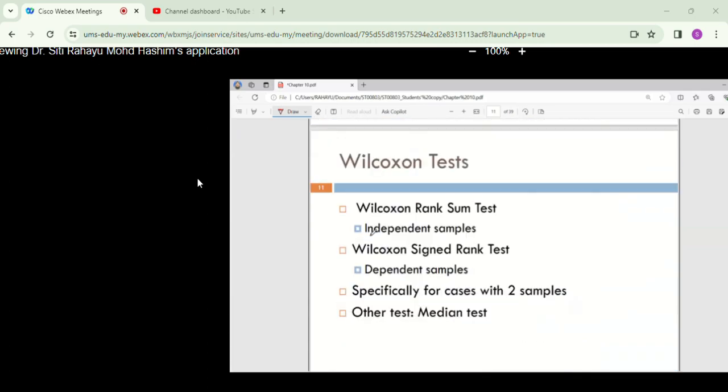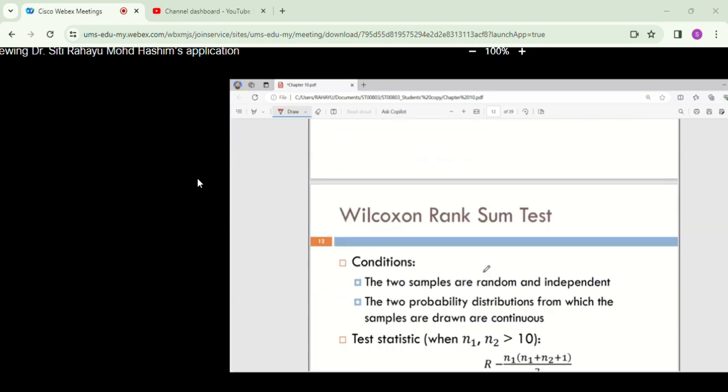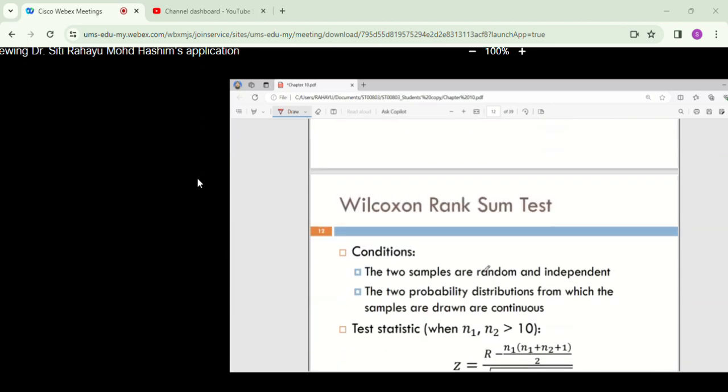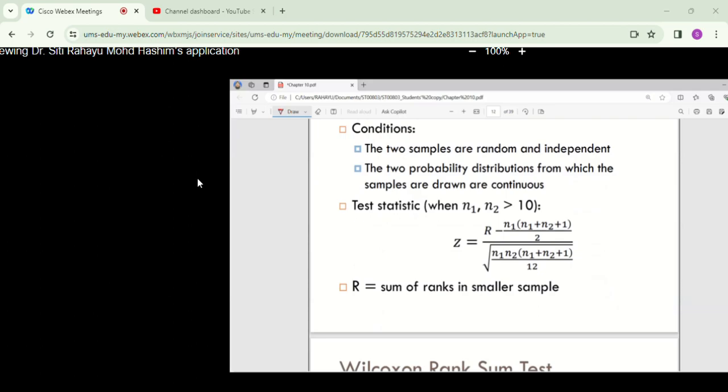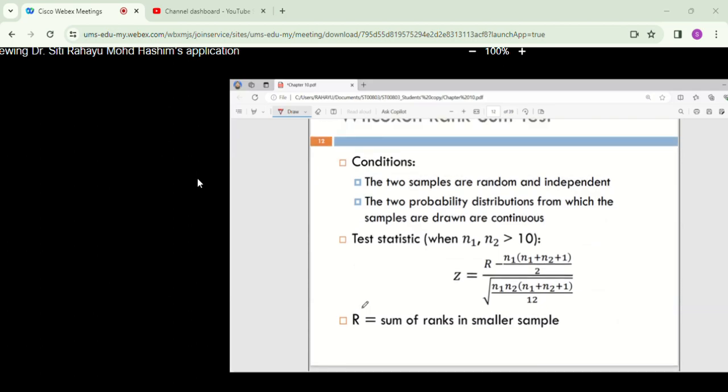Right. Now, the Wilcoxon test, as I mentioned just now, has two independent samples for independent sample and for the dependent sample. Okay. So now we have other tests for the Wilcoxon, which is median test. Okay, so Wilcoxon rank sum test use the other statistic which is called R, sum of ranks in smaller sample.